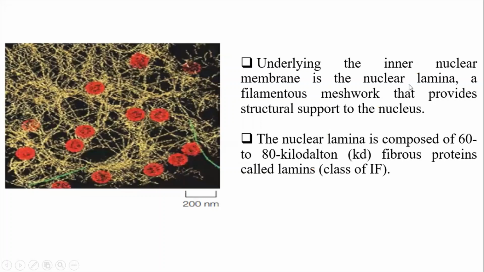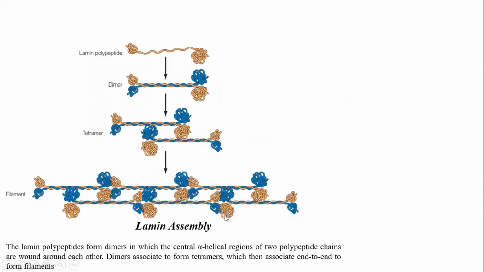Okay, so underlying the inner nuclear membrane is a nuclear lamina, a filamentous meshwork that provides the structural support to the nucleus. So this is like giving it back support so that the structure of the nucleus remains in 3D. It does not fall off. Okay, and it is composed of 60 to 80 kilodalton fibrous proteins called lamins, which is a class of intermediate filaments already mentioned.